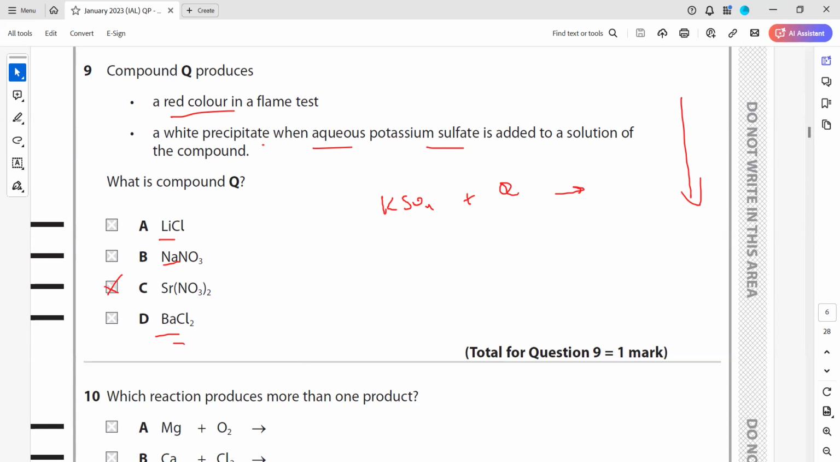So group 1 does not form a precipitate. That's why this reaction is not possible for any group 1 compound or group 1 metal. So that's why A and B are wrong. And then these are forming a precipitate, but if it was barium, the color would be apple green, so it is strontium.